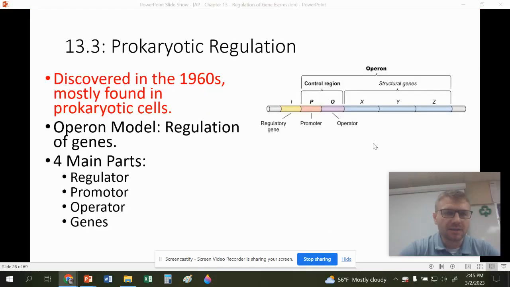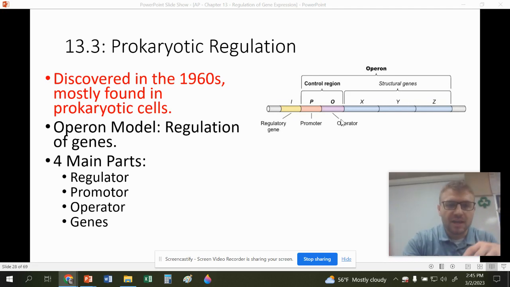All right, this next chapter is going to be on prokaryotic regulation. And the next two whole sections are really on how your genes are going to be regulated, how that expression is going to be regulated. So it's not that every cell makes every protein all the time. We have to regulate to make our cell production or our protein production efficient.